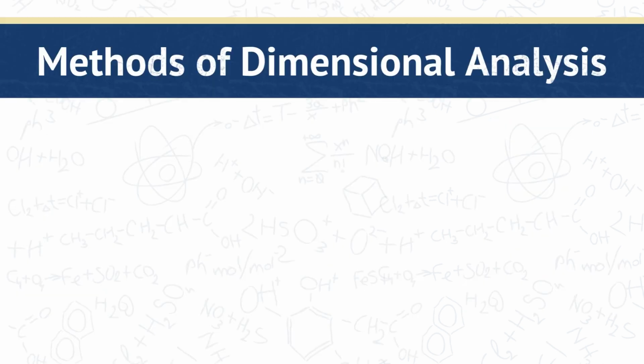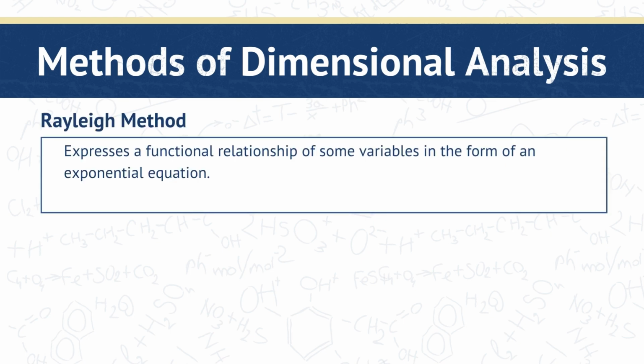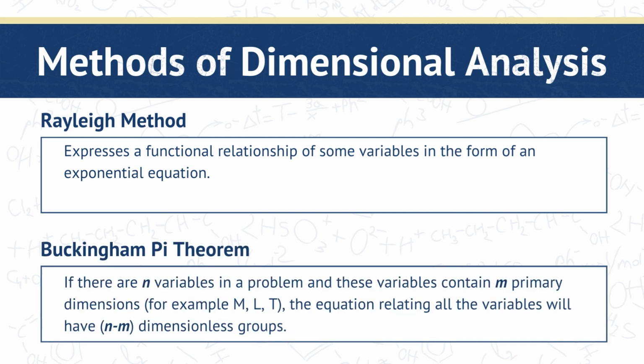But how can we take advantage of these numbers? Basically, we can create functions relating these dimensionless numbers to simplify natural or process phenomena that are normally expressed with many quantities. There are two ways to make these functions. One is Rayleigh method, which expresses a functional relationship of some variables in the form of an exponential equation, and the other one is the Buckingham-Pi theorem.